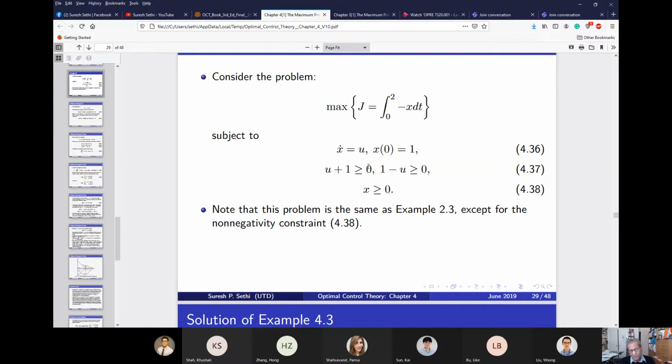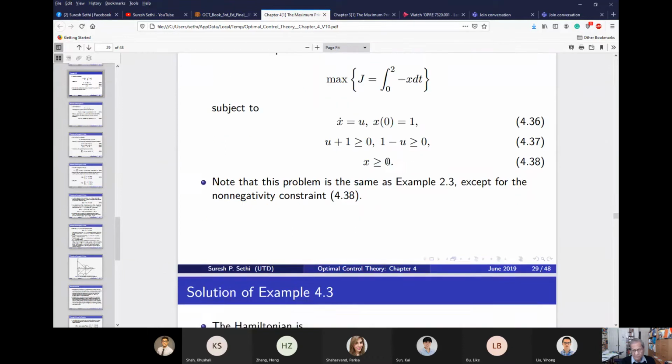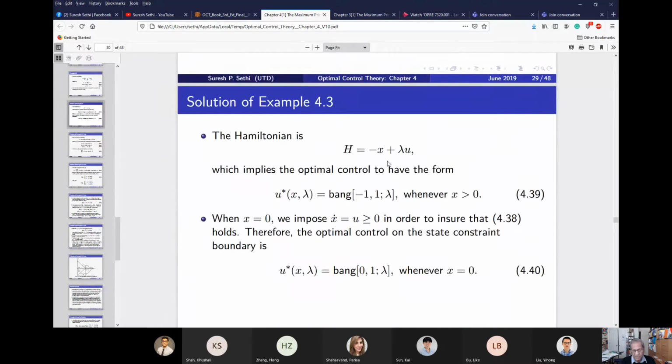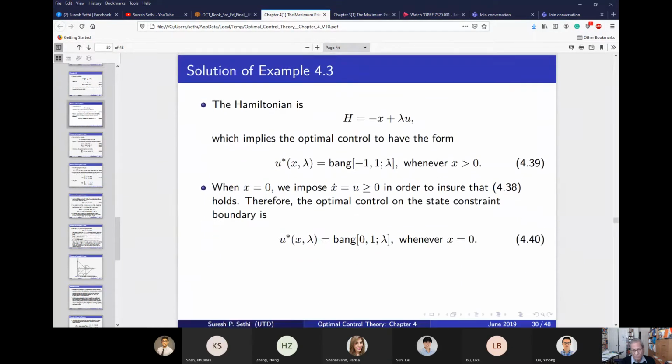Okay, so let's look at this problem. This is the state constraint, a pure state constraint. This says x is between -1 and +1. That's what it says. These are given as two equations. And it's a very simple problem. So let's see what we do. Now we're solving this problem. The Hamiltonian is given by -x plus lambda u. This is linear in u, so the solution is bang-bang control.